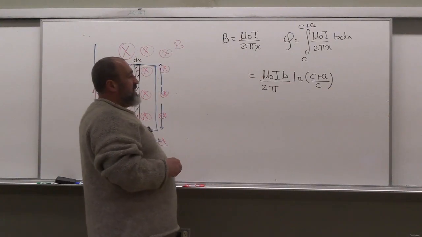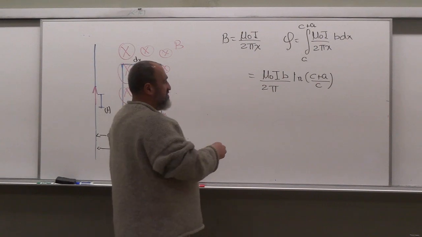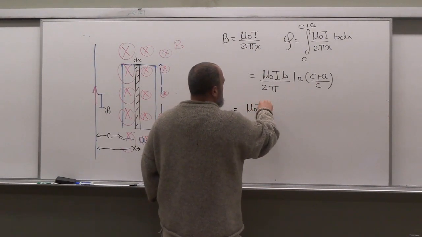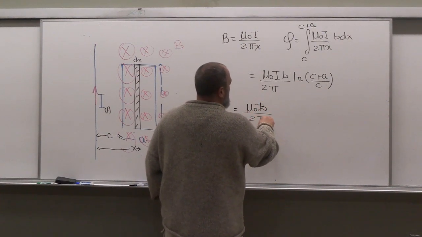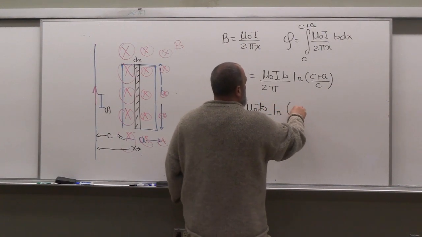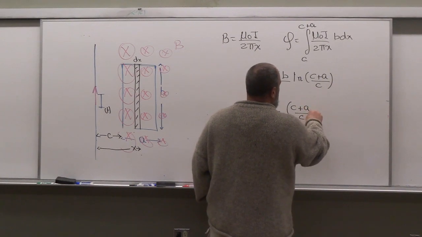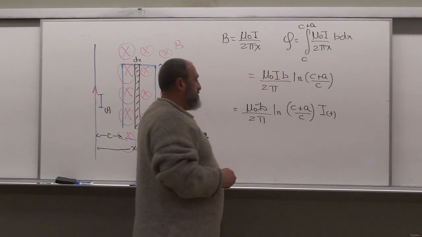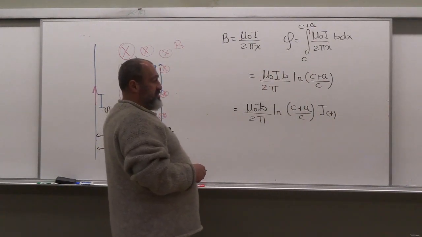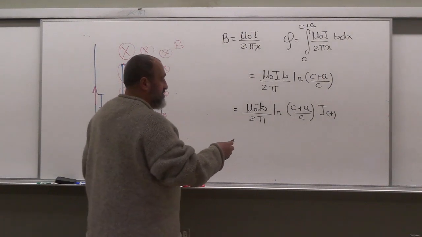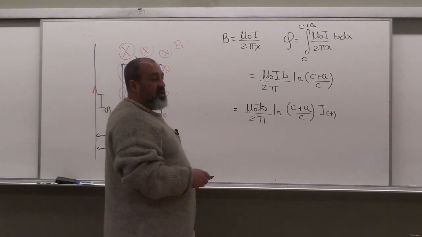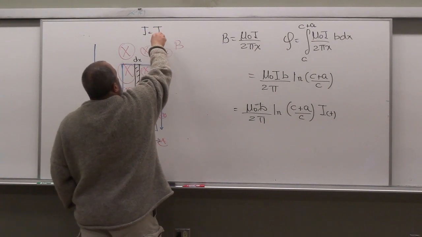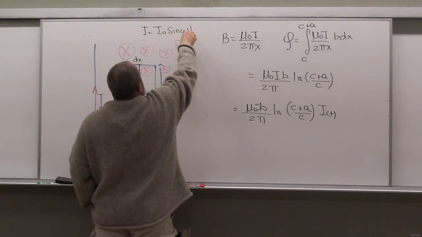So what's interesting in this case is that you have mu naught b over 2 pi and ln of (C plus A) over C multiplied by I as a function of time. Now in this case, the current is a function of time. Let's say I is equal to I naught sine of omega t. Let's say that that's the case, okay?